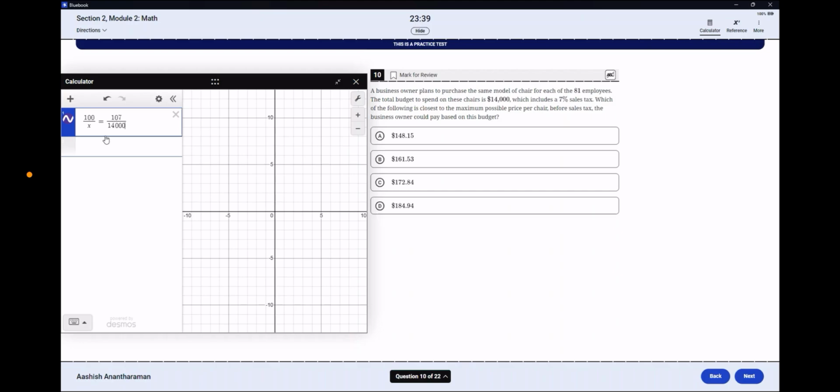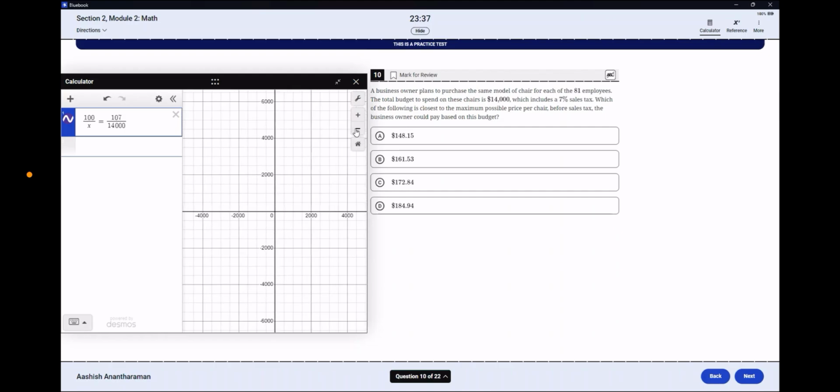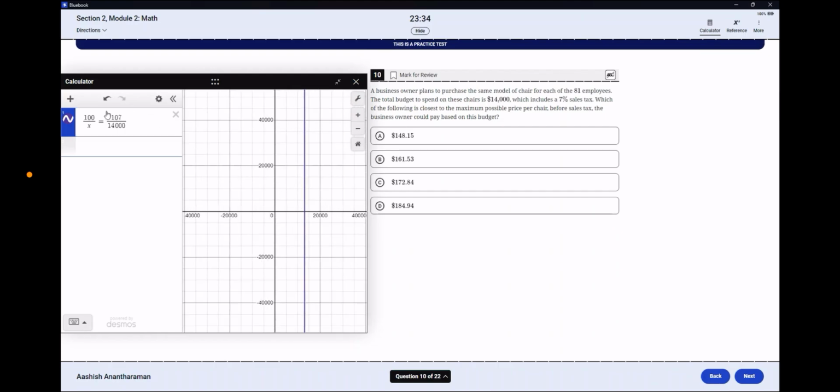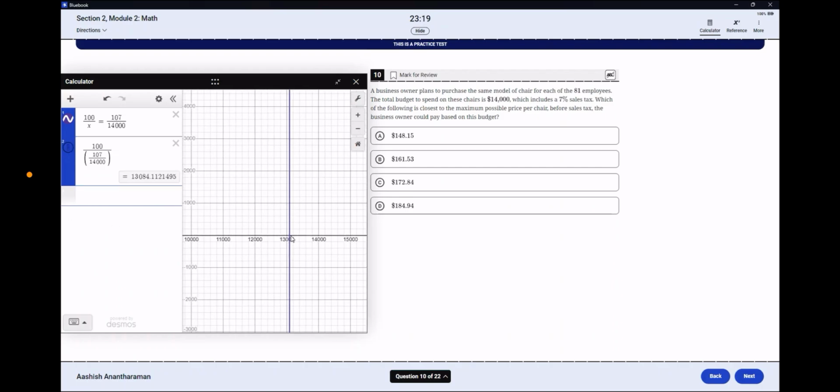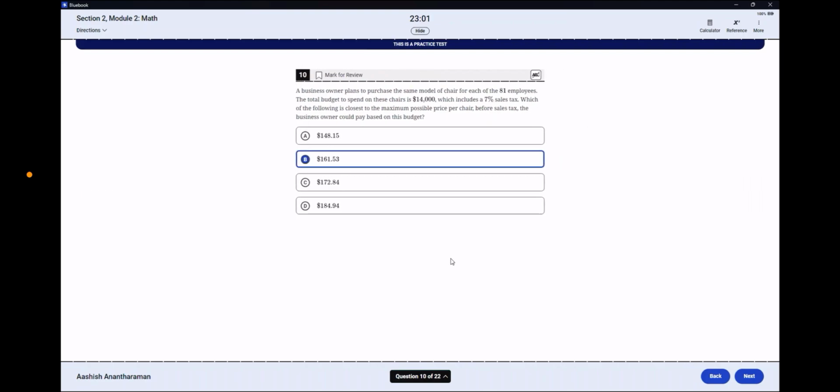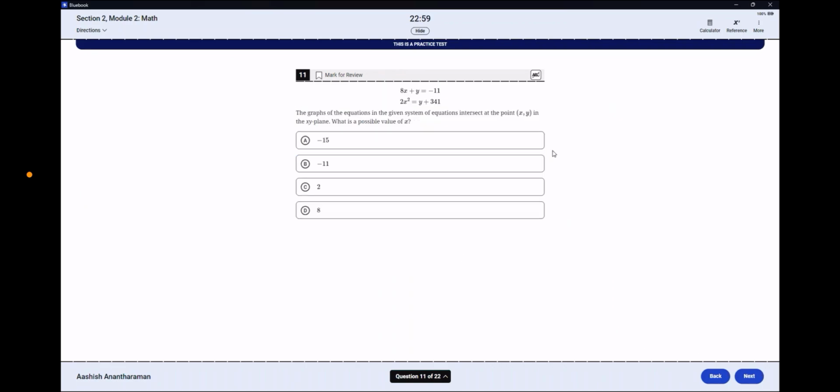So now we're trying to find x. And the good thing is it's already going to find it for us, but here what I'm just going to do is solve for x. So we have 13,084. So this is going to be the value, the total budget before sales tax. So we take this whole number here, we divide that by 81 because that's the maximum possible price per chair. So it's going to be this. So we have to convert it before sales tax and then divide. So there we go. Okay.